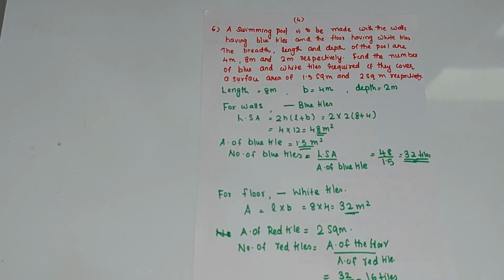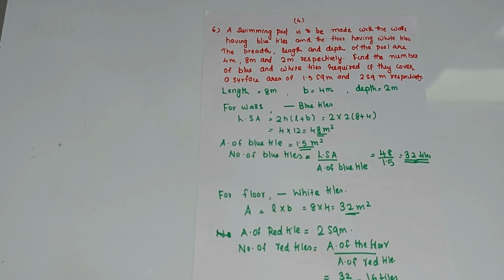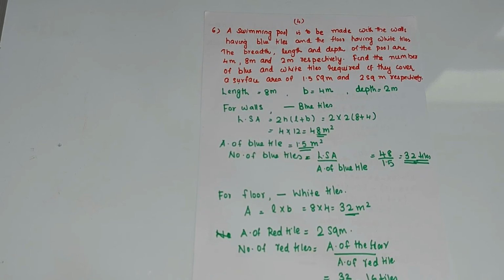Our next question. A swimming pool is to be made with the walls having blue tiles and the floor having white tiles. That means the swimming pool, the walls with blue tiles and floor white tiles. The breadth, length and depth of the pool are 4 meter, 8 meter and 2 meter respectively. The measurements of the swimming pool are given. Length 8, breadth 4 and depth equal to 2 meter.